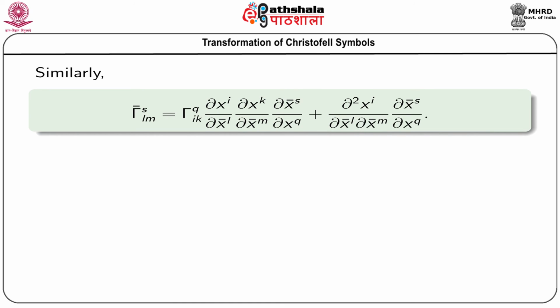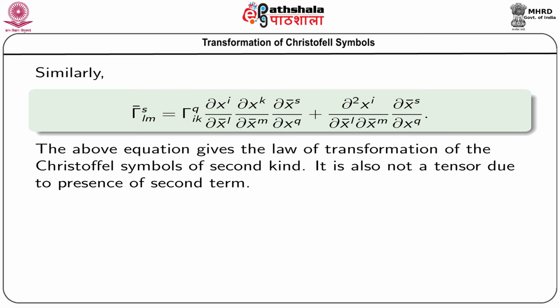So, from the above expression we are getting gamma bar S Lm equals gamma q I k del xi by del x bar l del xk by del x bar m del x bar s by del x q plus del 2 xi del x bar l del x bar m del x bar s by del x q. So, this is the transformation rule for Christoffel symbol of second kind, and it is also not a tensor due to the presence of the second term.